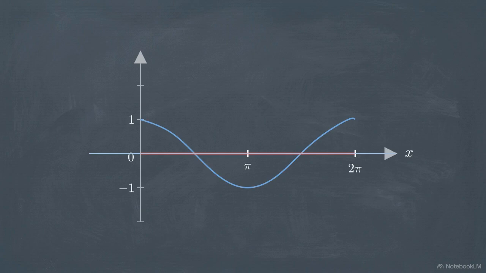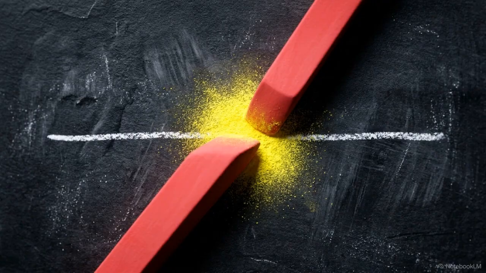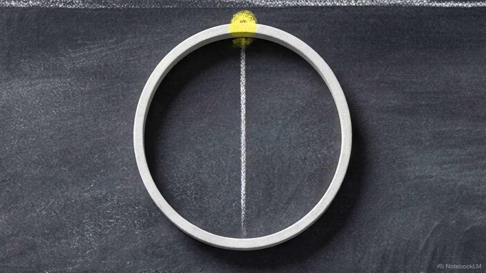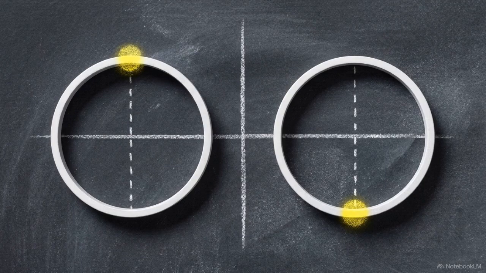Let's test this geometric logic. Look at the traced wave. At what specific radian values does the cosine output cross exactly through 0? It crosses 0 at pi over 2 and 3 pi over 2. At the absolute top and bottom of the unit circle, the point has 0 horizontal projection.